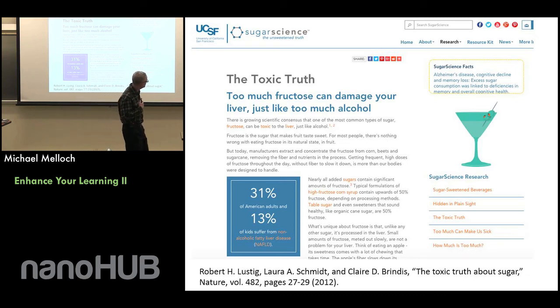Okay, here at the University of California at San Francisco Medical School, they found that too much high fructose corn syrup can damage your liver just like alcohol does. They also found that Alzheimer's disease, cognitive decline, and memory loss are linked to excess sugar consumption. So cutting down or eliminating sugar will probably keep you from getting type 2 diabetes, probably keep you from getting dementia.